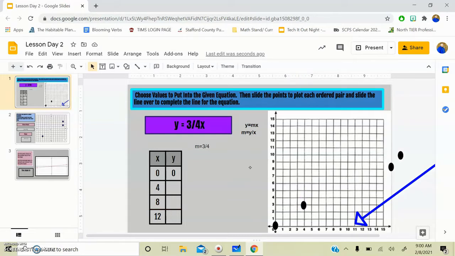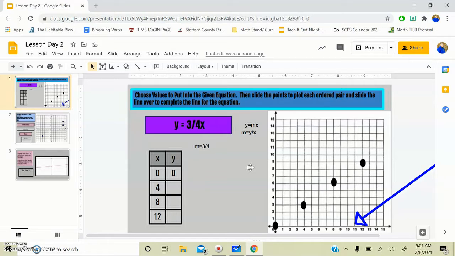From this point, I'm going to do that same thing. I'm going to go up 1, 2, 3. Over 1, 2, 3, 4. And for my last point, I'm going to do the same thing. I go up 1, 2, 3. I go over 1, 2, 3, 4.